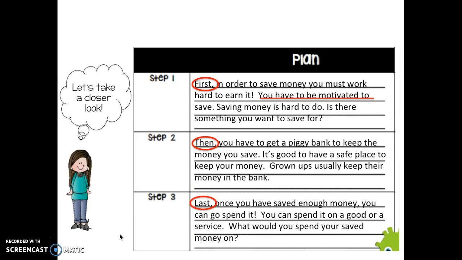For my first step, I didn't just say you have to work hard to earn your money. I also added a detail about being motivated. In my second step, I even gave you a little detail about how grown-ups save and how they keep their money in the bank. And then finally, in my last step, I added about how you can spend your money. You can spend it on a good or a service.